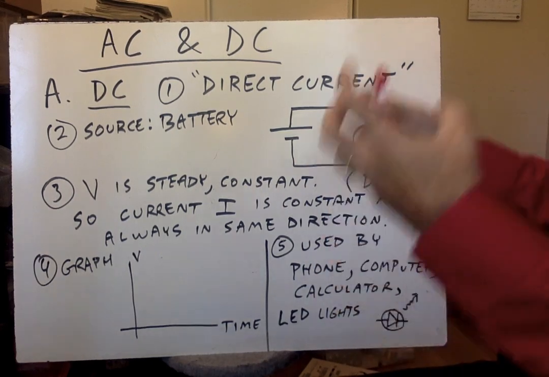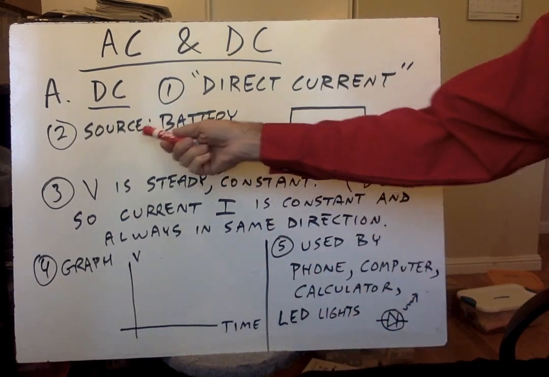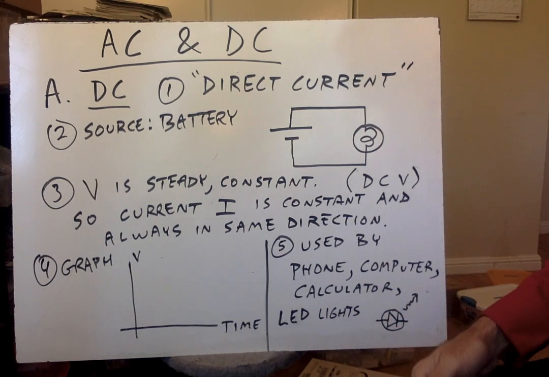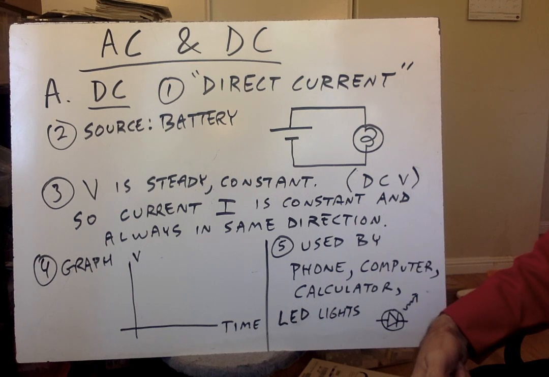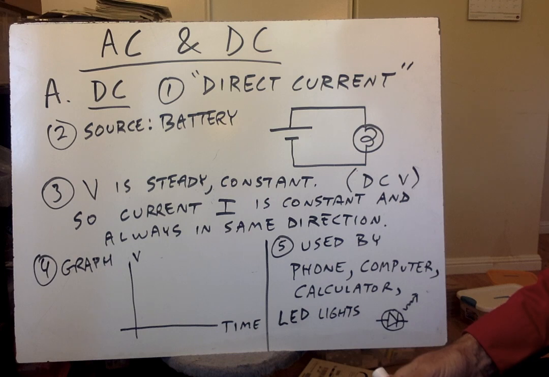So DC, the main idea to think about is the word direct. The main source for DC is a battery, so that means that in the labs you did, you were using DC, and you were becoming familiar with the concept of DC. That's all we've really used so far in this class, DC current, DC voltage.